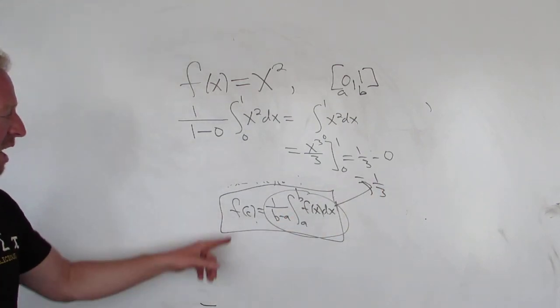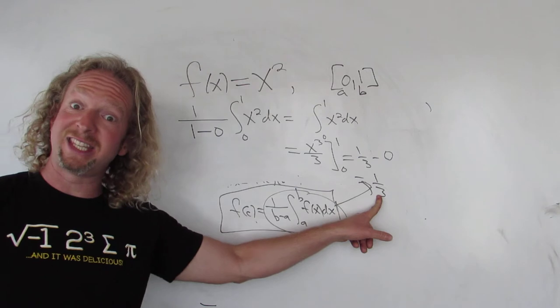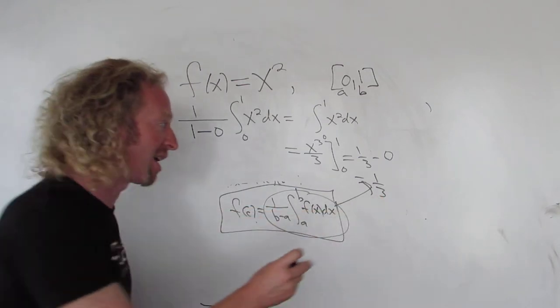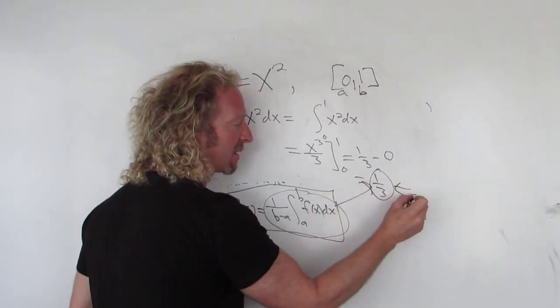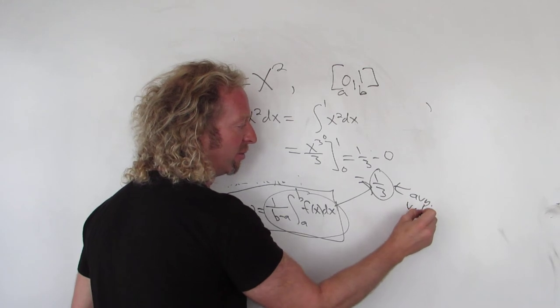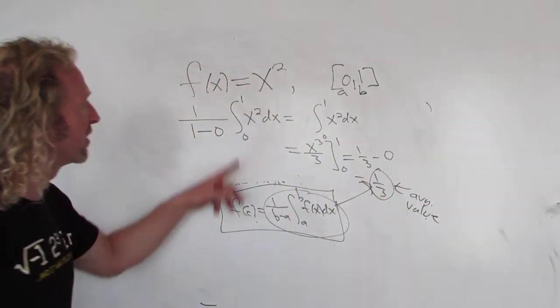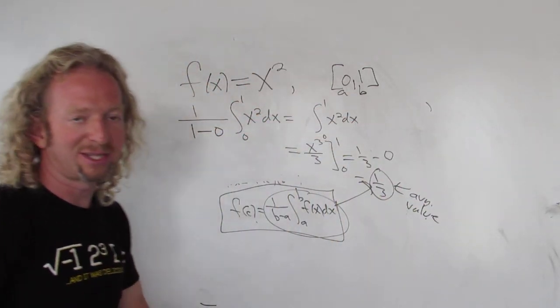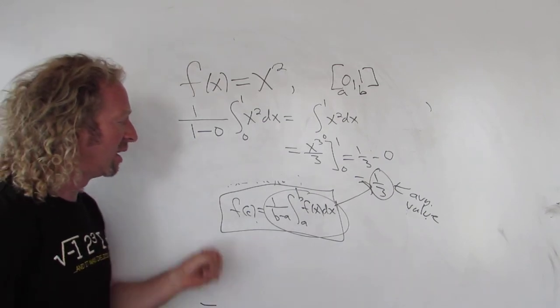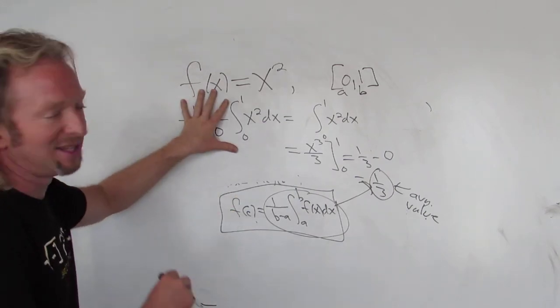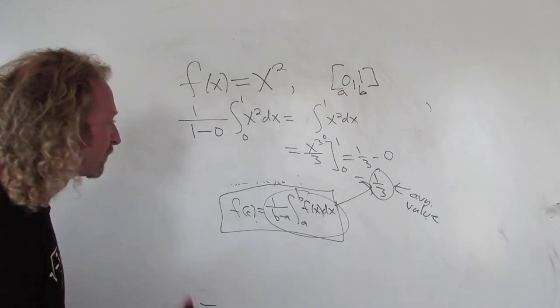Now we just take f of c. Oh, and what is this? This is the average value. This is the height of the box. This is the average value of the function over the interval 0, 1. It's the height of the box that gives you the same area as the definite integral from 0 to 1.